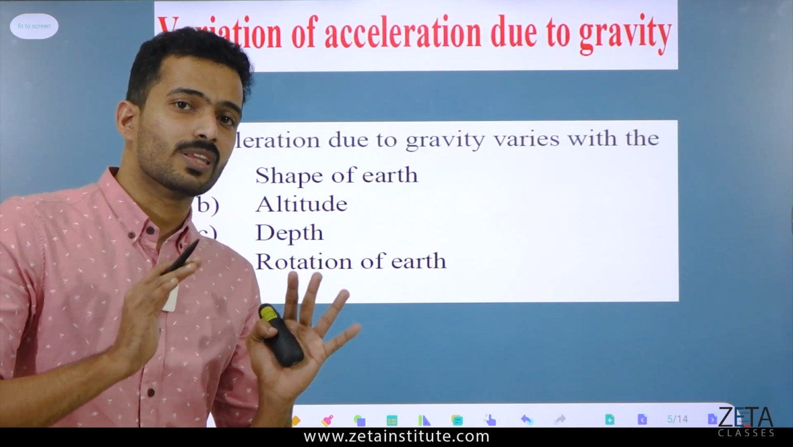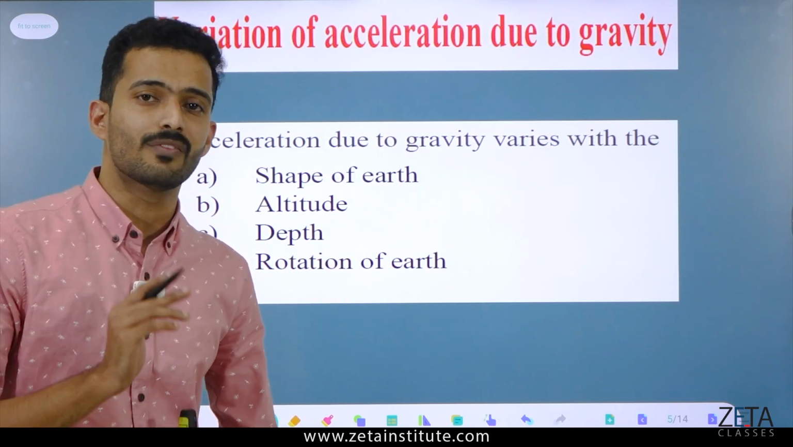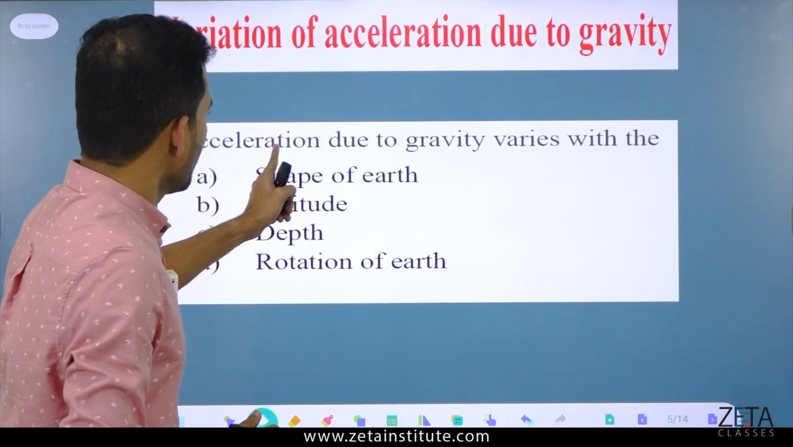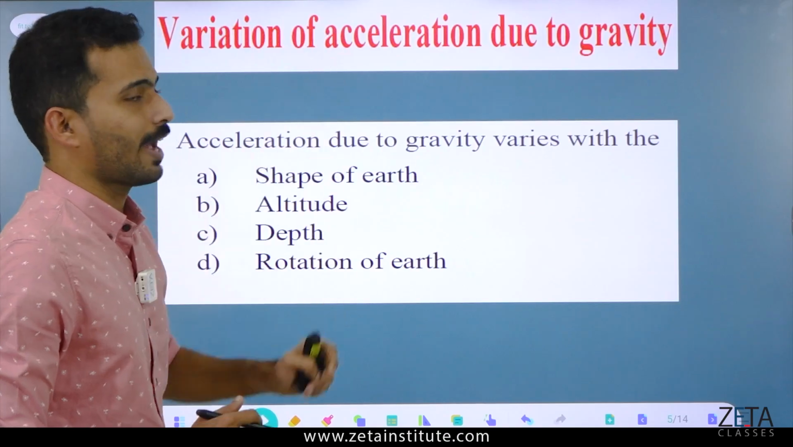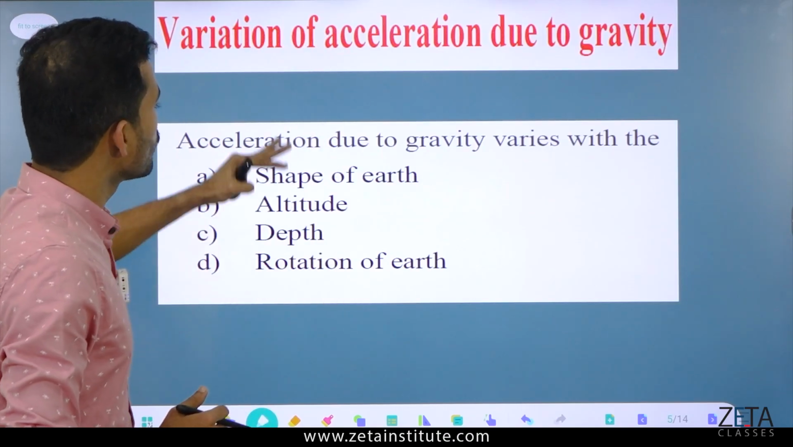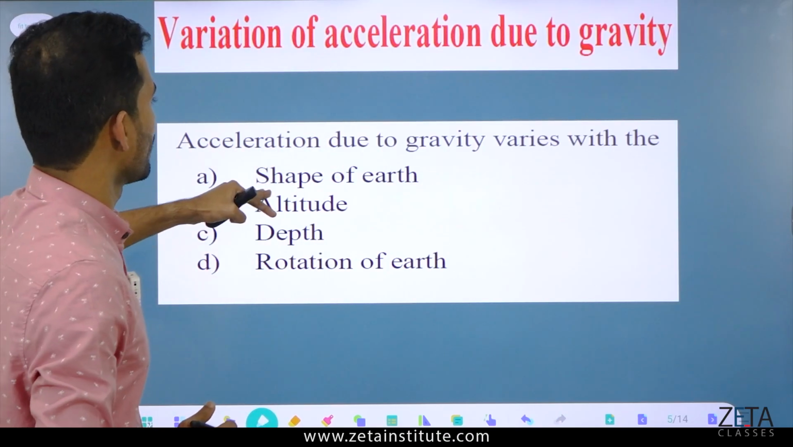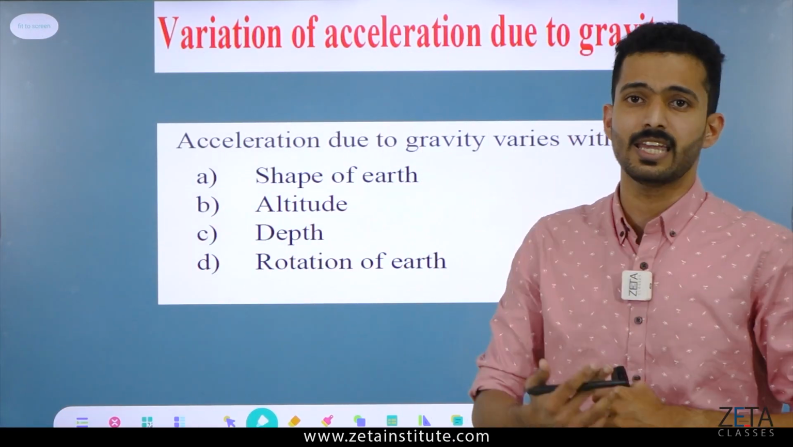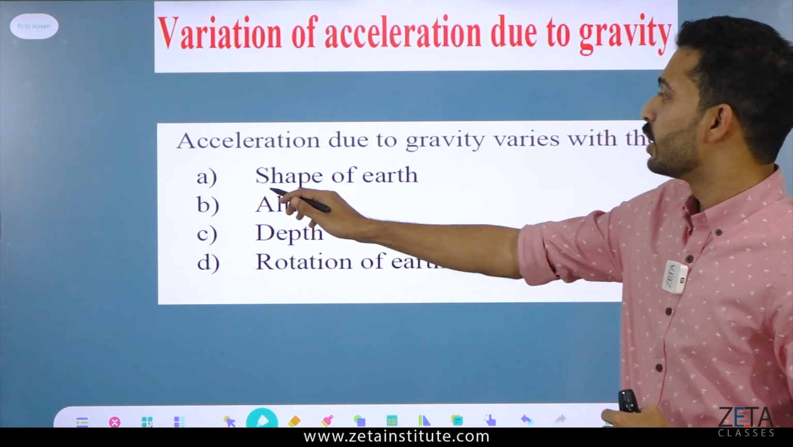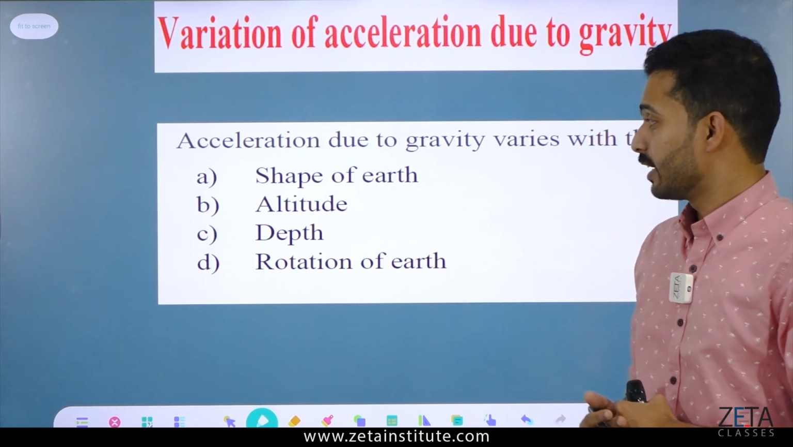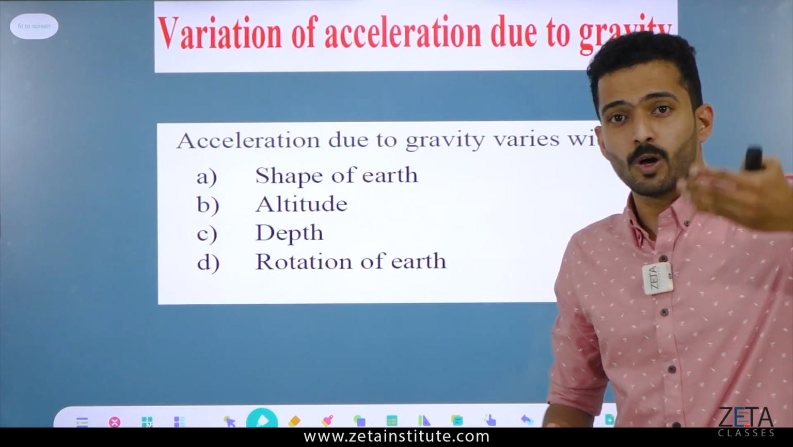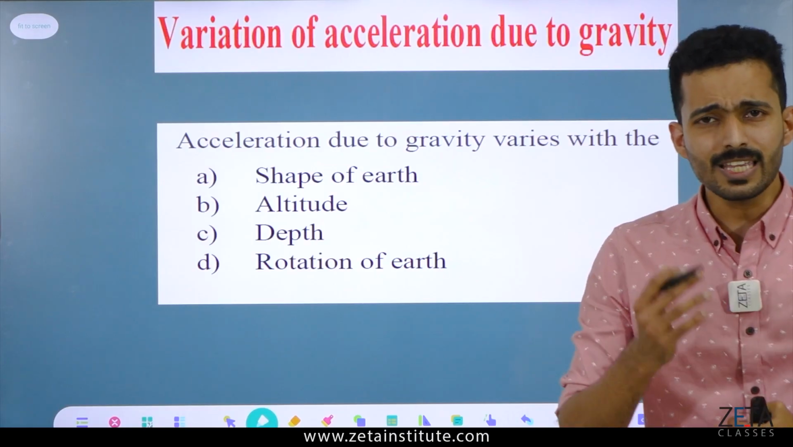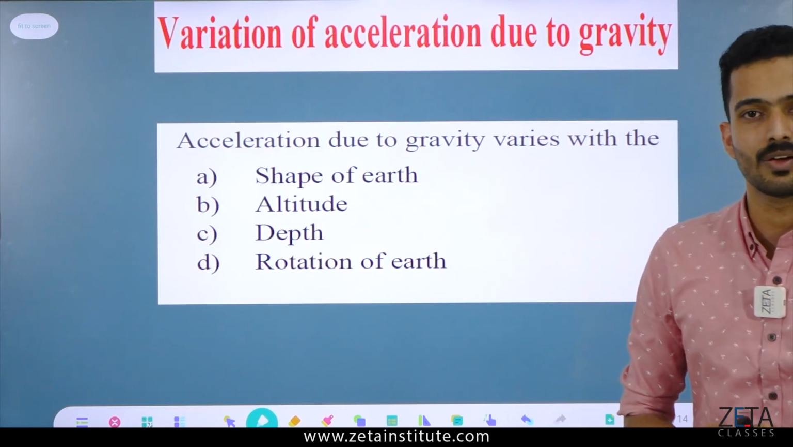So we have a value on the surface of the earth for acceleration due to gravity, which is 9.8 meter per second square. So first of all, is there any variation in the value of acceleration due to gravity due to these four? The first one, shape of earth. Is there any change in the value of acceleration due to gravity due to the shape of earth? After that, suppose an object is taken to a height h from the surface of the earth, is there any change in the value of acceleration due to gravity?